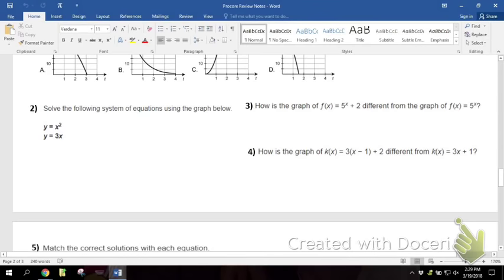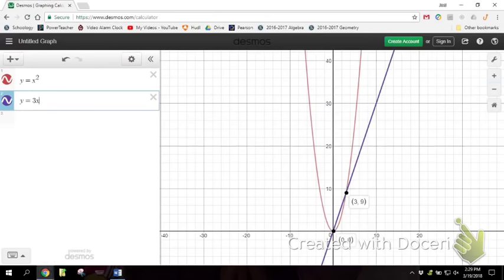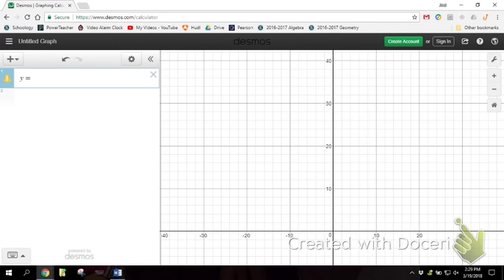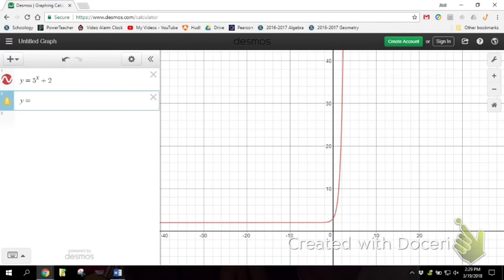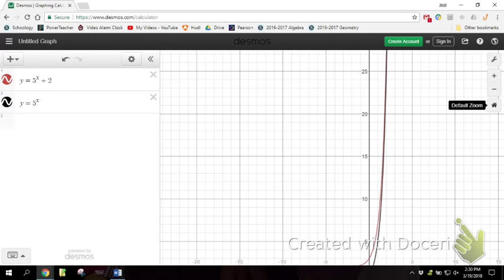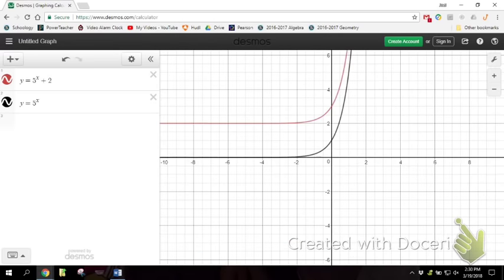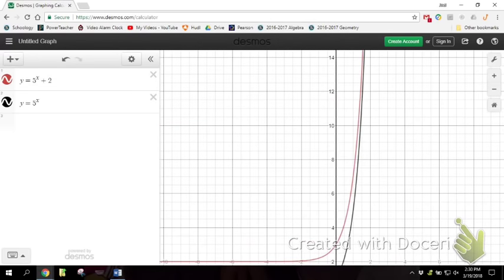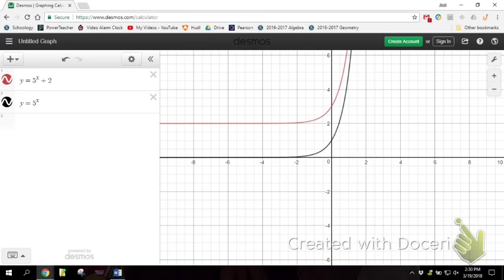Number 3, how is the graph different from, so I'm looking at the difference between two graphs, so I can go ahead and graph them each, and then find out why they look different. So y is equal to 5 caret x plus 2 and then this one is y is equal to 5 to the x. When we look at it, also if you ever need to go back to the original zoom, you can always click this house button on the right hand side, and it'll give you your original setup.